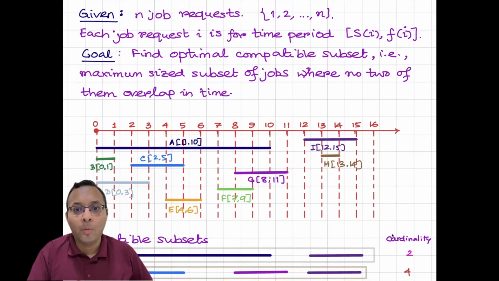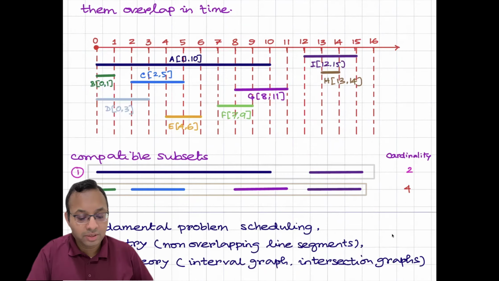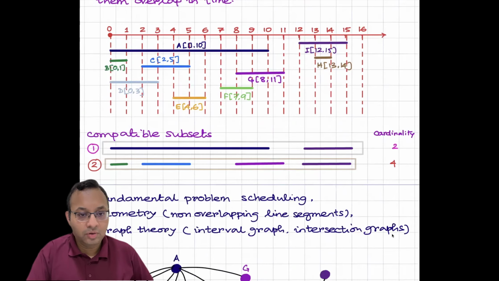And our goal is to find an optimal compatible subset. That means a maximum size subset of jobs where no two of them overlap in time. We can see some examples. For this example, if we look at job A and job I, they are not overlapping. Job A is from 0 to 10 and I starts only after 12. So this has cardinality 2. It is a non-overlapping subset.